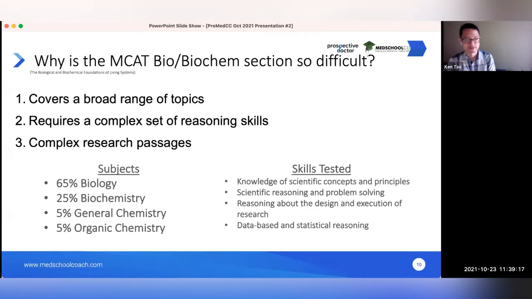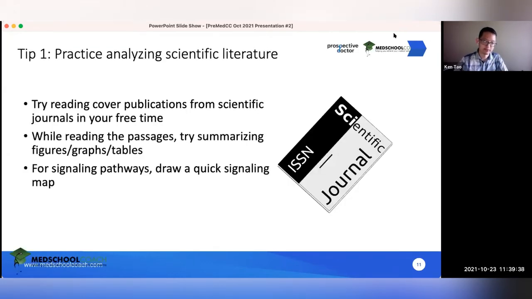So if what I said to you just now is gibberish, it pretty much means you're lacking research experience. So these complex research passages can have quite a lot of scientific jargon. So if you can get more exposure with research techniques and research language, that can help you a lot with the BioChem section. And in fact, that's actually the first tip that I have for the BioChem section.